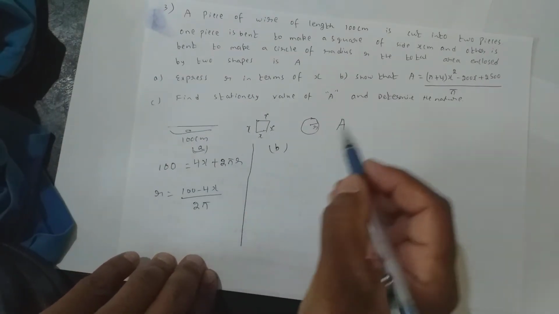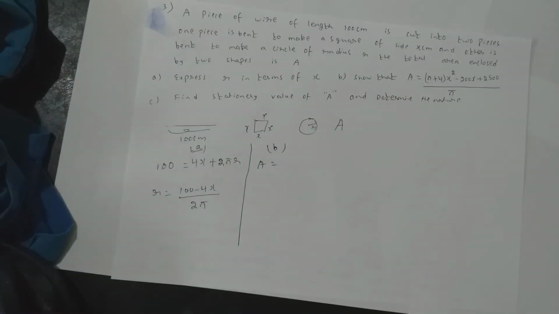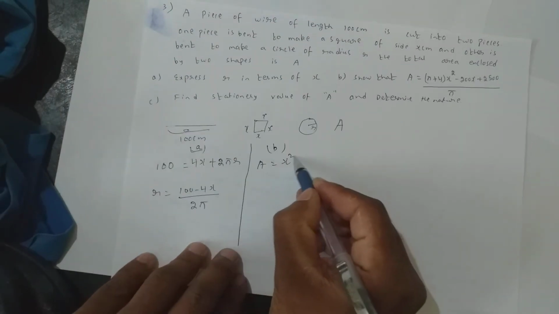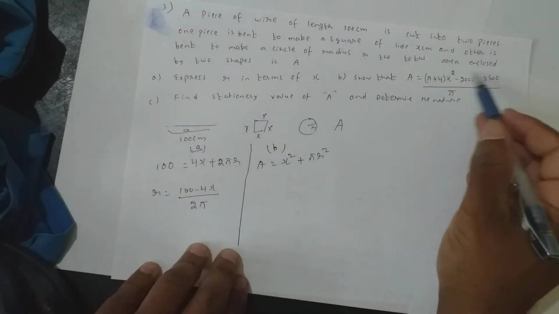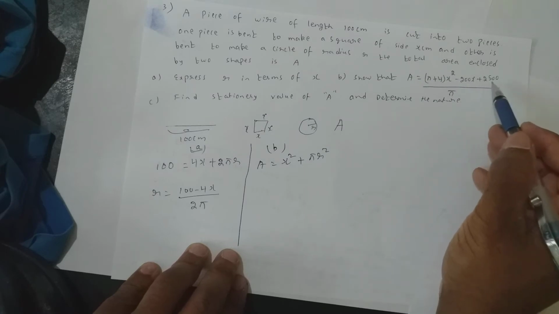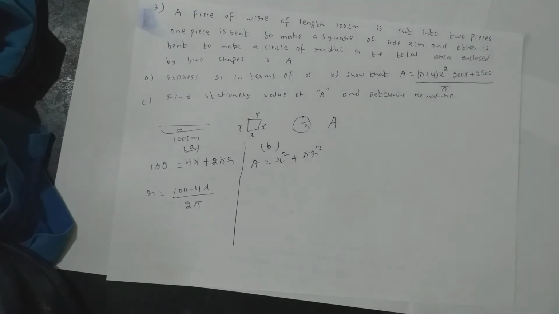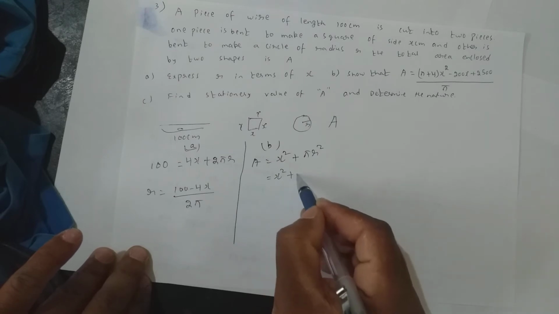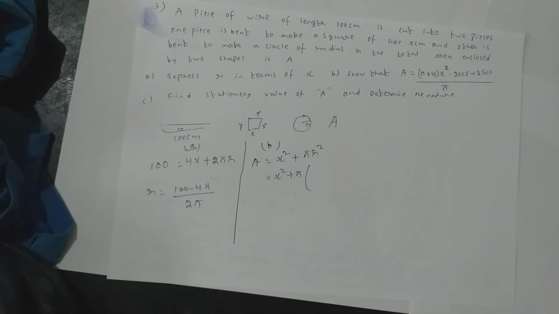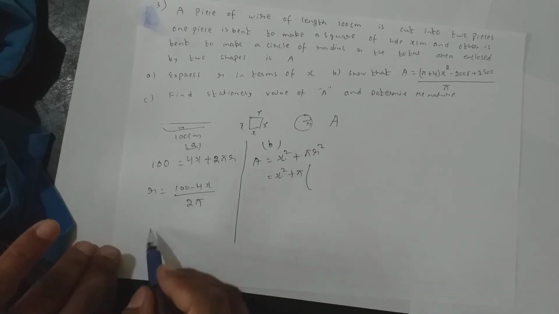Now look at B1. Show that A equals this much. So our A is nothing but the sum of areas of the square and circle. Area of square is x square and area of circle is pi r square. Which letter is missing over here? I don't have r square over here, so I need to make r the subject and replace it in this. So that becomes x square plus pi into r square. But how much is r square? I don't know, so let us find r square over here itself.